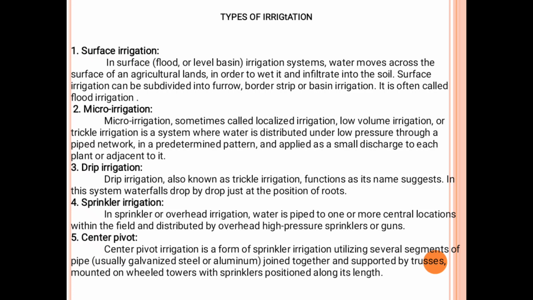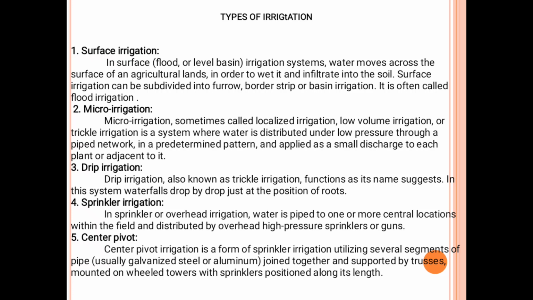Micro irrigation, sometimes called localized irrigation, low volume irrigation or trickle irrigation, is a system where water is distributed under low pressure through a pipe network in a predetermined pattern and applied as small discharge to each plant or adjacent to it. Drip irrigation, also known as trickle irrigation, functions as its name suggests in the system. Water falls drop by drop just at the position of the roots.